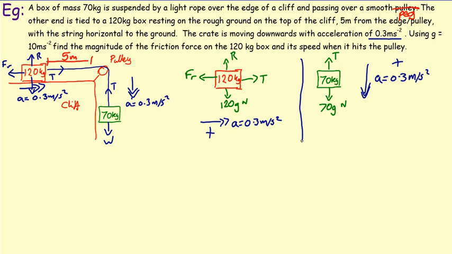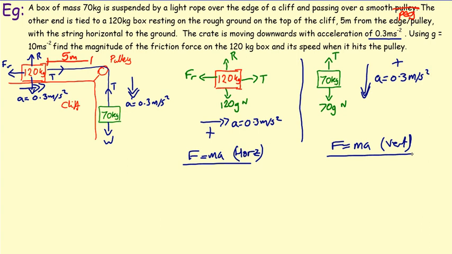So then let's apply F equals ma, Newton's second law. And we're going to be doing this horizontally for this one here, and vertically for this one here. So first of all, for the red one, let's do tension minus the friction will be equal to the mass times the acceleration. And we can't really go anywhere with that. We've got two unknowns. So let's come over to this one and see if we can get any further with this.